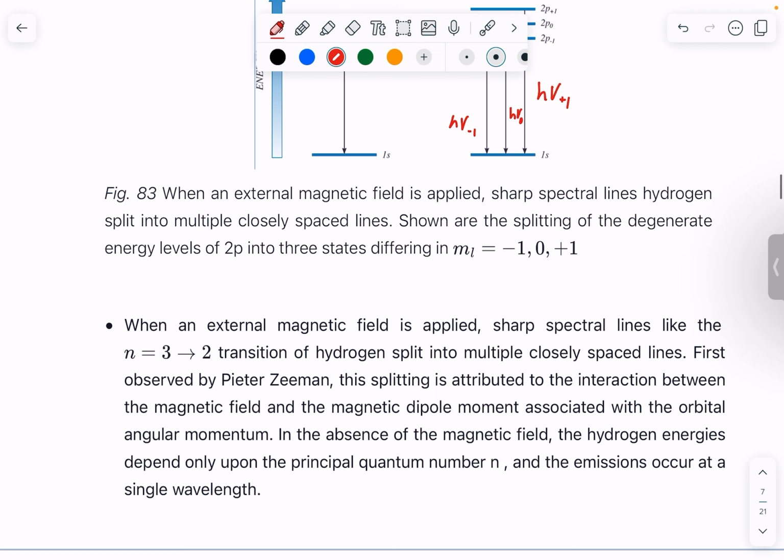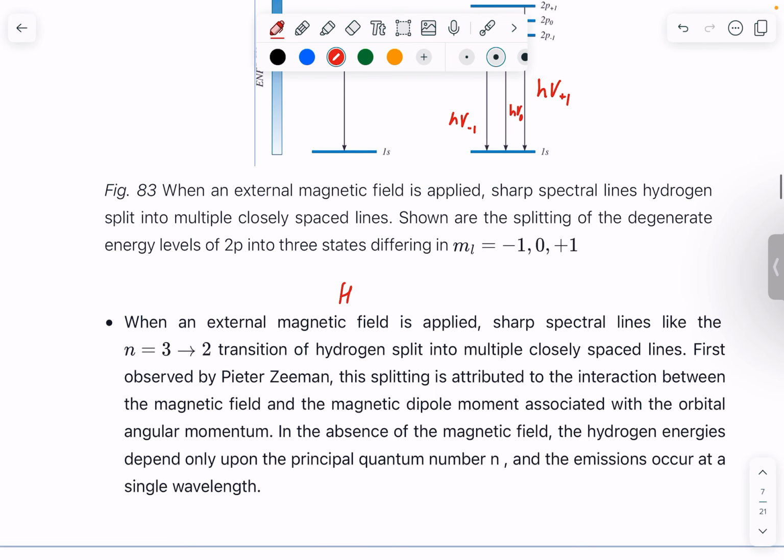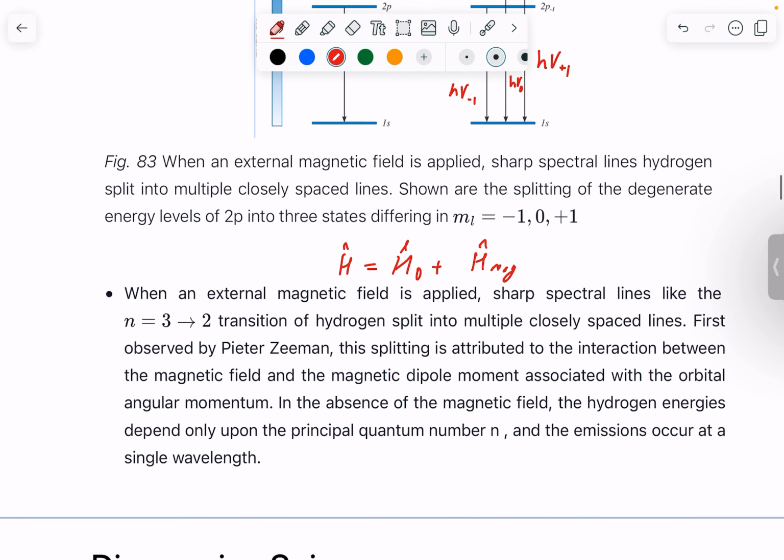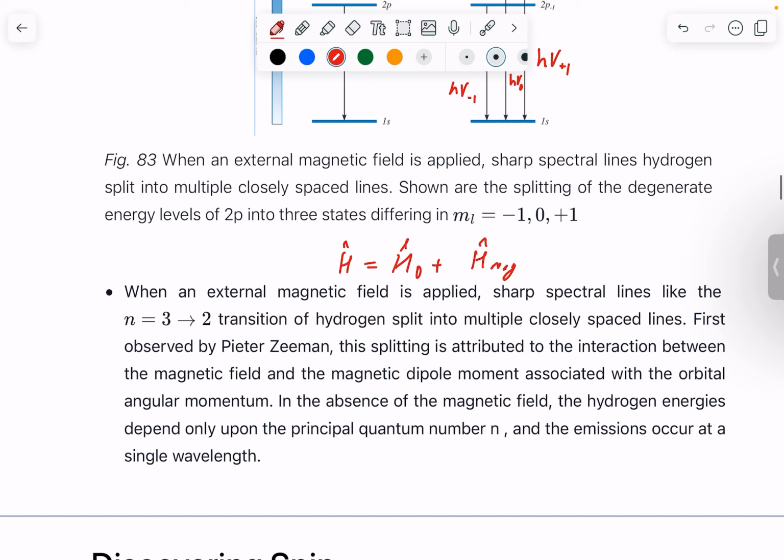You have an external field, fine. You're adding one more piece to the Hamiltonian, described by the interaction of the magnetic field, and you solve the problem, and you discover that energy levels are different, and they're described by the magnetic quantum number ml. So you went from the dependence only on n to dependence on n and ml.